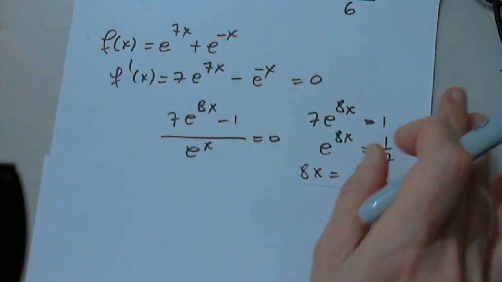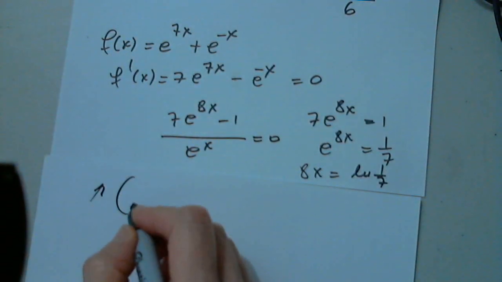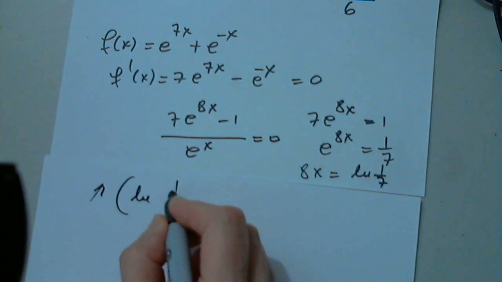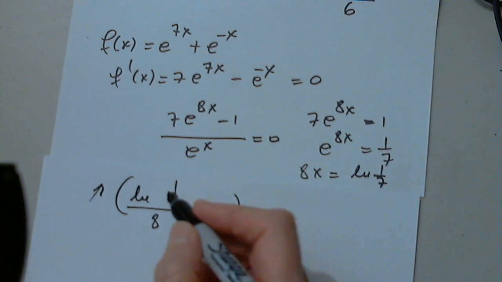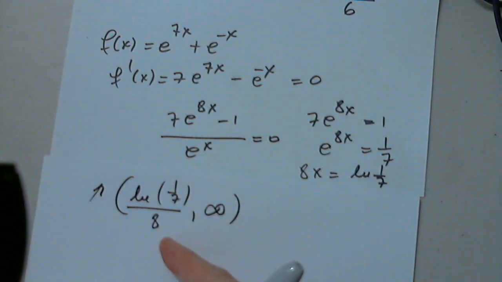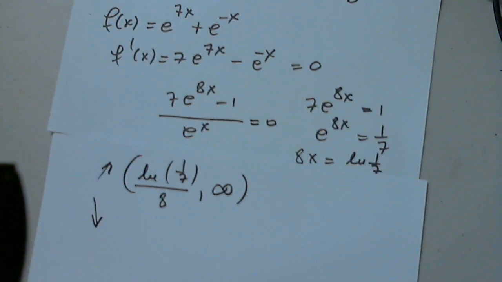So you have to enter everything the same, in the sense that you will have natural log of 1 over 7 divided by 8 to infinity. Don't forget parentheses. It's increasing on natural log 1 over 7, everything over 8, comma, infinity. Be careful how you write this in. Maybe you can write a fraction line or divide, I'm not sure. And it's decreasing on the other side, from negative infinity to natural log of 1 over 7 over 8.